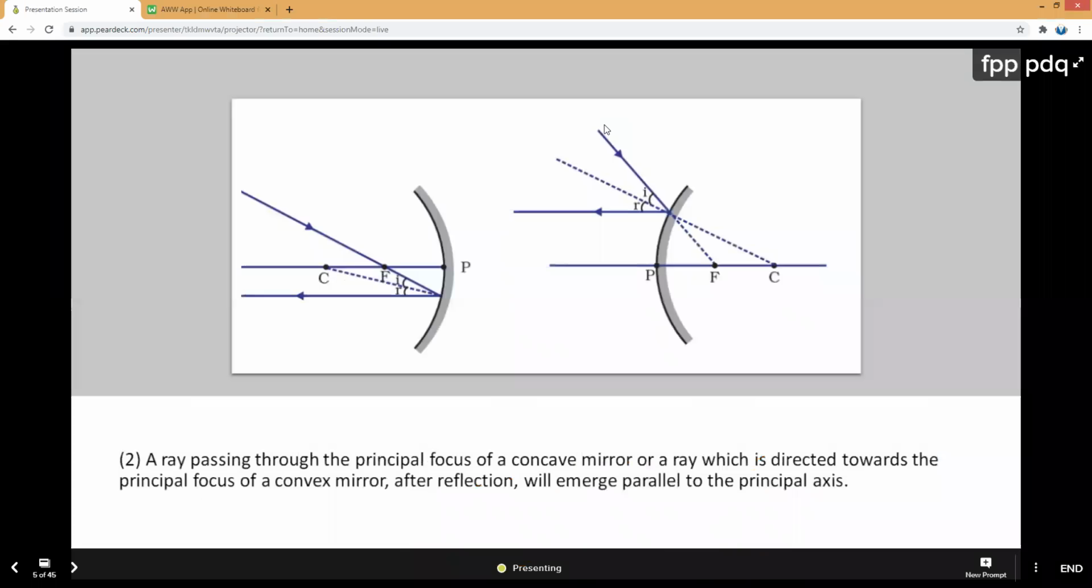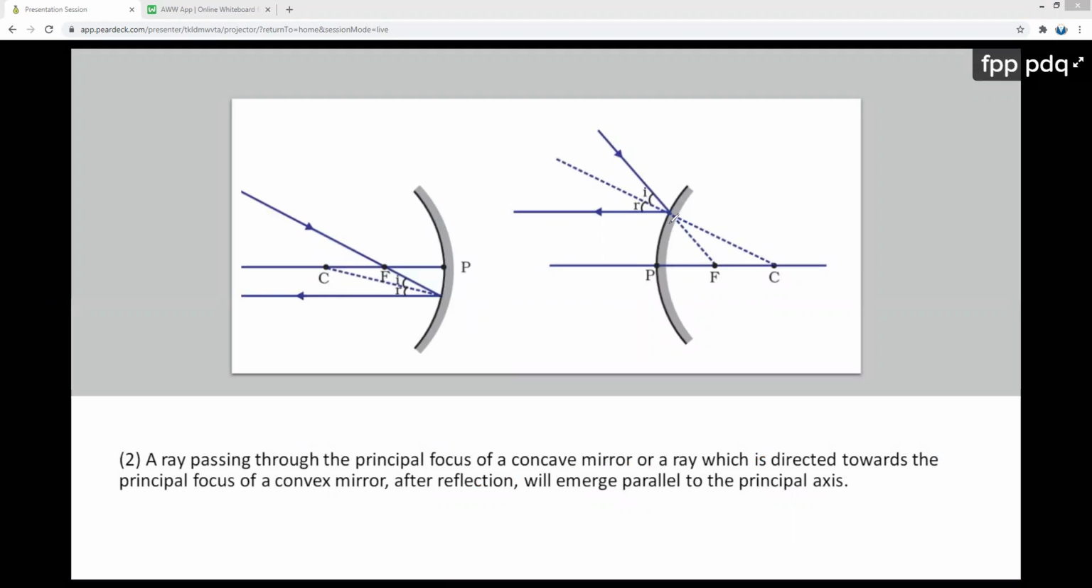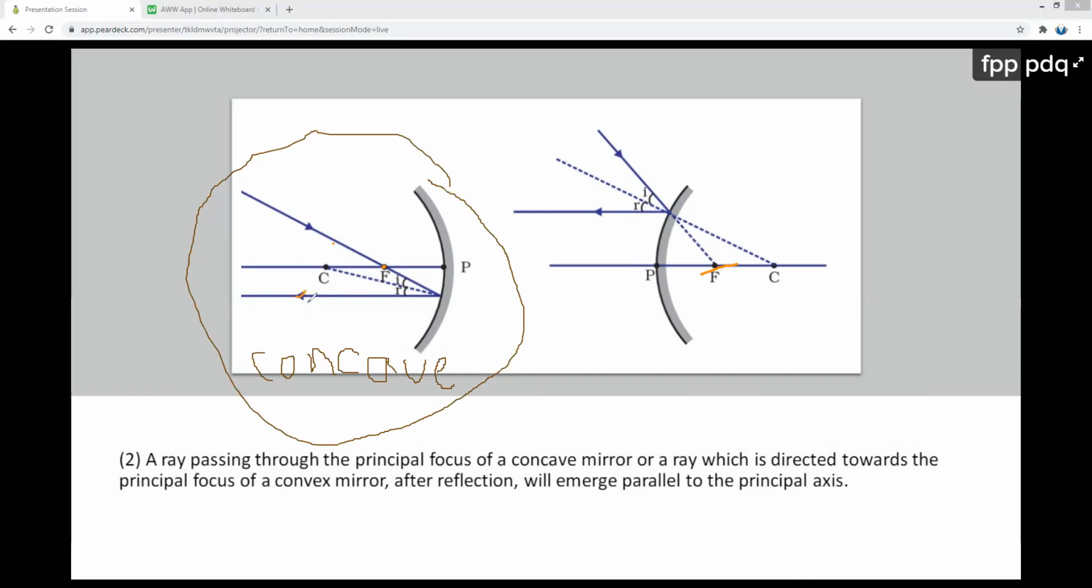So the second one is a ray passing through the principal focus of a concave mirror, or a ray which is directed towards the principal focus of a convex mirror, after reflection will emerge parallel to the principal axis. So you can see over here that this is the incident ray. It passes through this focus point and touches the mirror surface. Now since it passes through the focus, it should reflect parallel to the principal axis. So that is the rule for concave.